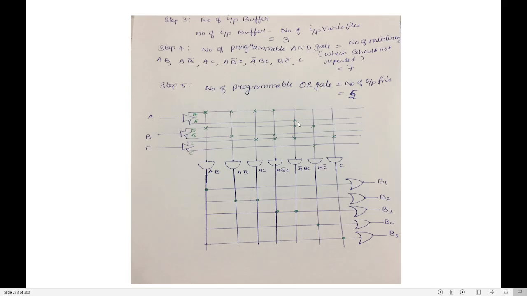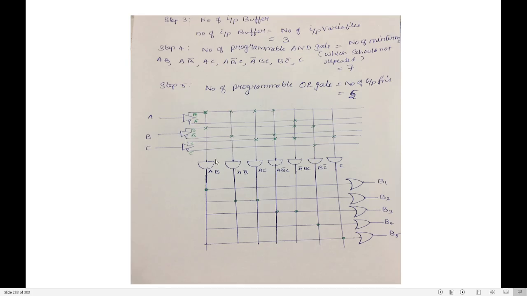Draw the vertical lines and horizontal lines. Okay. Now how many AND gates do I need? 7. So draw 7 AND gates: 1, 2, 3, 4, 5, 6, 7 AND gates. And from the first buffer, draw the lines for the AND gates.